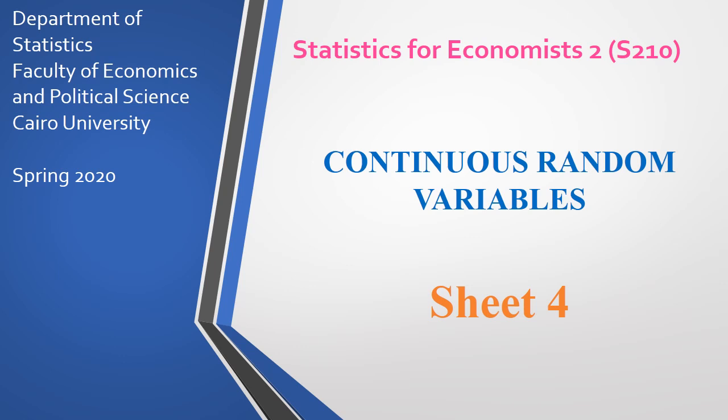Greetings everyone. In previous sections we discussed discrete random variables. And as you know, a random variable is considered a discrete random variable if it takes only a finite number of distinct values or countably infinite distinct values. Now we will discuss the other type of random variables, which are called continuous random variables.